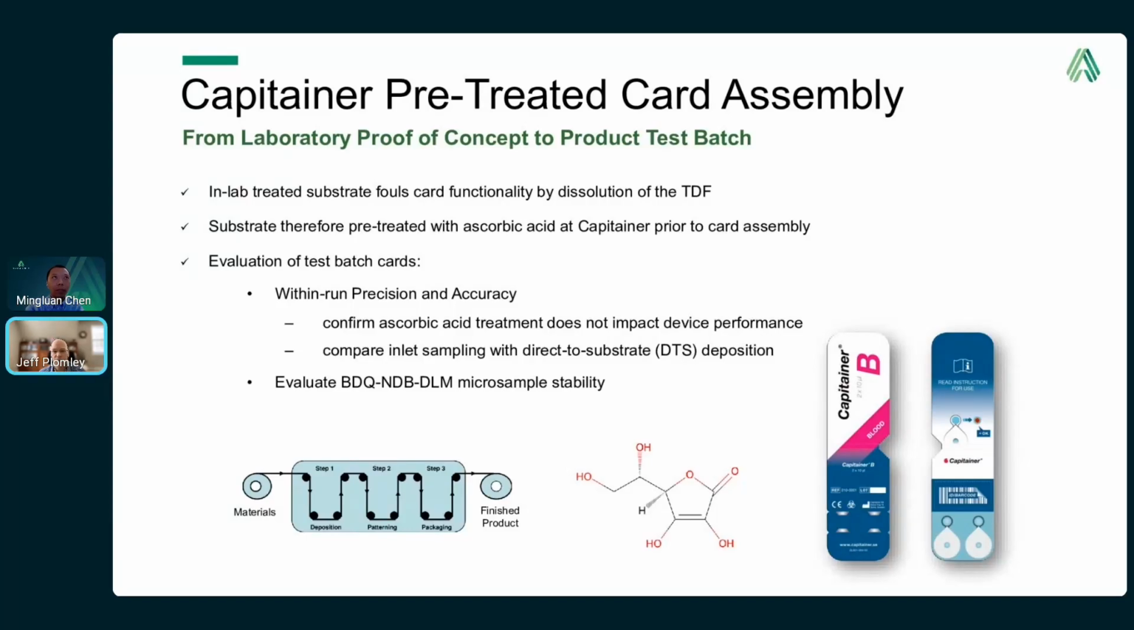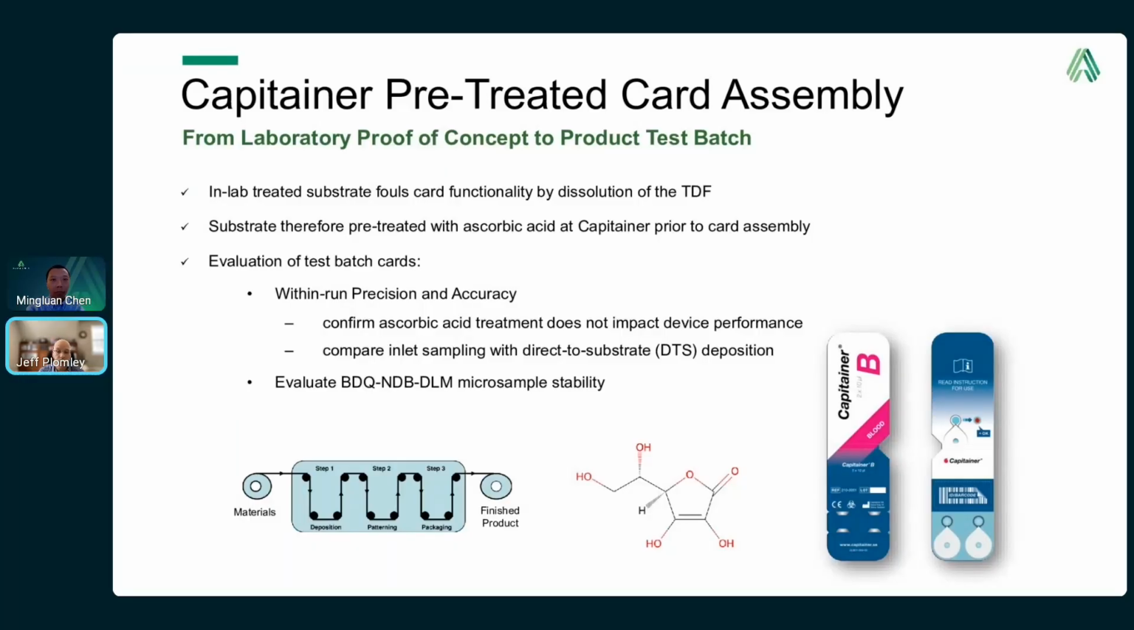So satisfied with the assay performance using stabilizer, we were then interested if Capitainer could produce cards with pre-treated cellulose incorporated in the final assembly, since our backdoor treatment of the card fouls the device functionality due to dissolution of the TDF that meters the blood collection to the substrate.